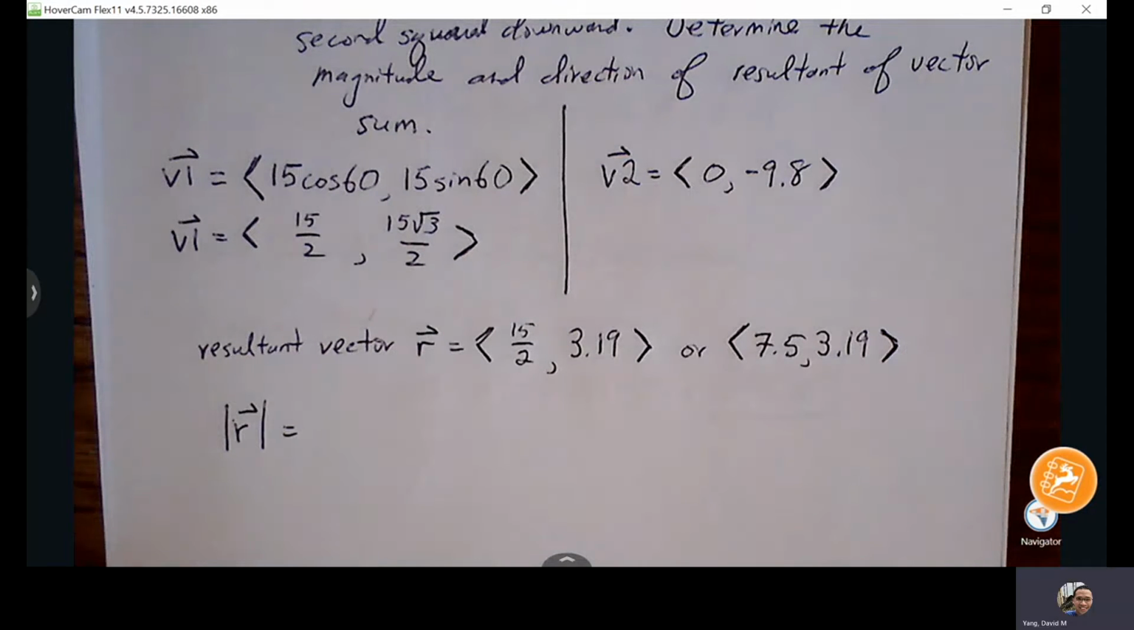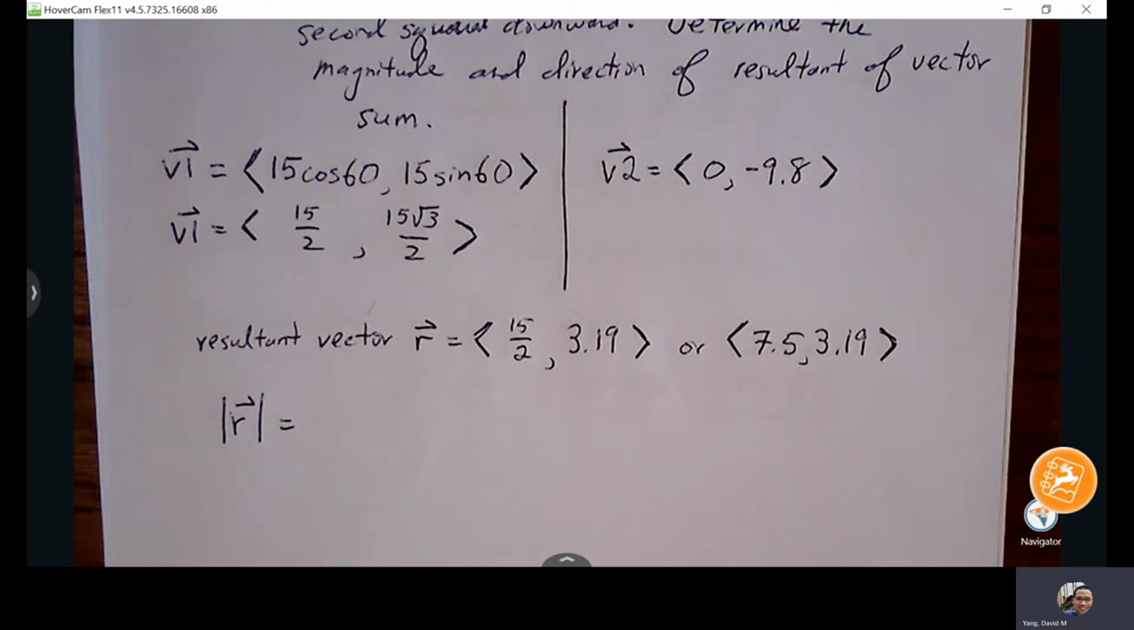Well, here we don't do x2 minus x1 because we're not dealing with ordered pairs. We're dealing with vectors. So when we do the vectors, we're going to add them. But if you're given two ordered pairs, you want to create the vector, then we do x2 minus x1, y2 minus y1.